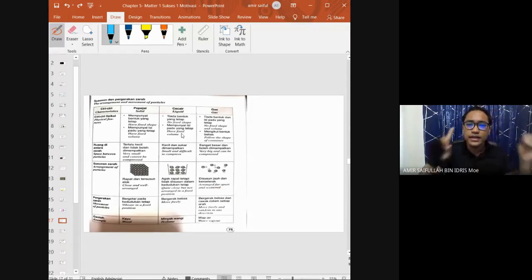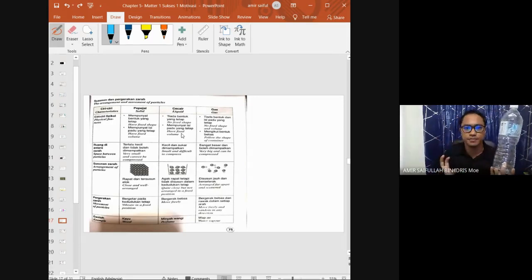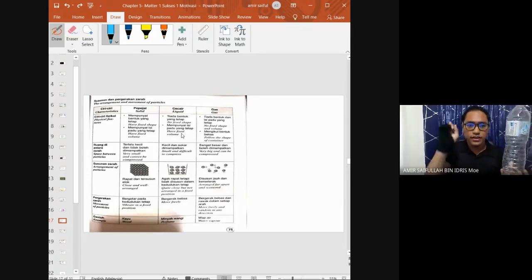No fixed shape, but they have fixed volume. The volume is always fixed. Let's say this shape is 1500 ml. If I pour in water, it also has the same volume as the shape, which is 1500 ml. So the volume is always the same. Can or not? Can. So that is liquid, remember: no fixed shape, but fixed volume.